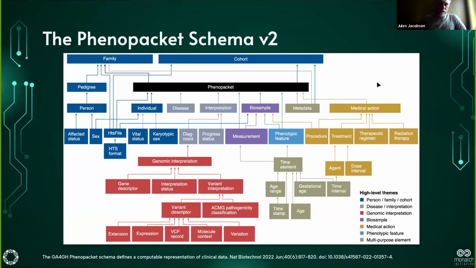So let's go into what the Phenopacket actually looks like. As I said before, the Phenopacket is a schema, and it's been developed over several iterations. This is the current iteration, which is V2. If you look at the very top of the diagram, you've got the family and the cohort boxes. Those are two high-level concepts which the Phenopacket itself, which you can see in black, would be part of.